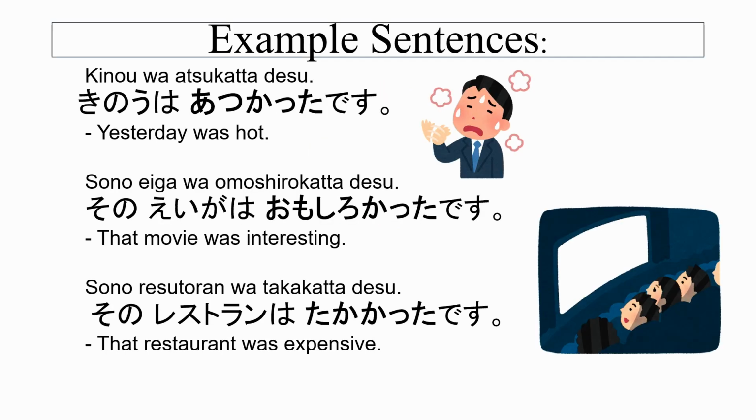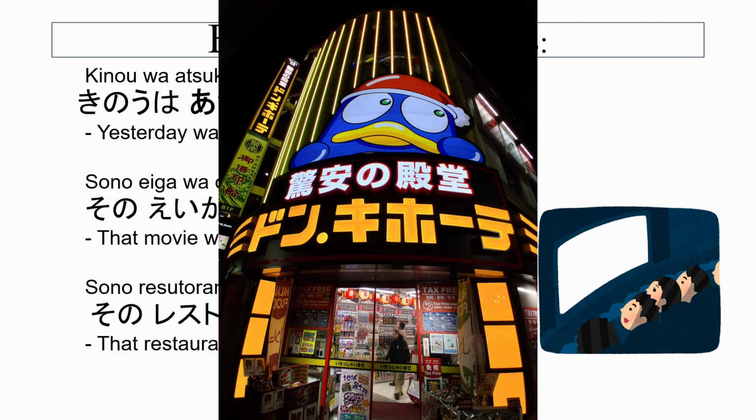Now let's read the following sentences aloud together. 昨日は暑かったです。Yesterday was hot. その映画は面白かったです。The movie was interesting. そのレストランは高かったです。The restaurant was expensive.